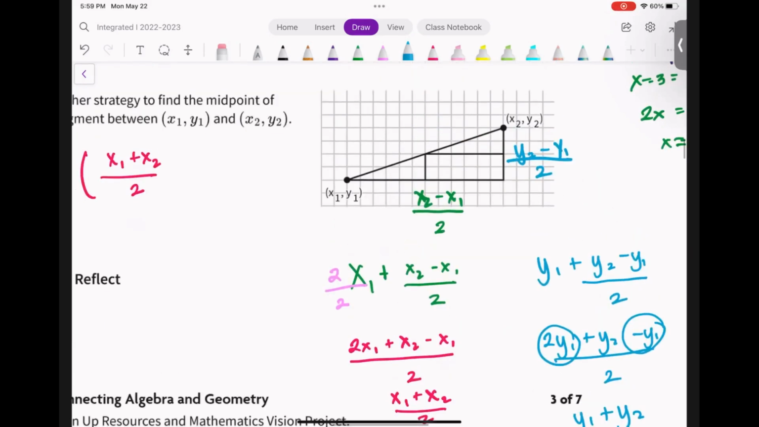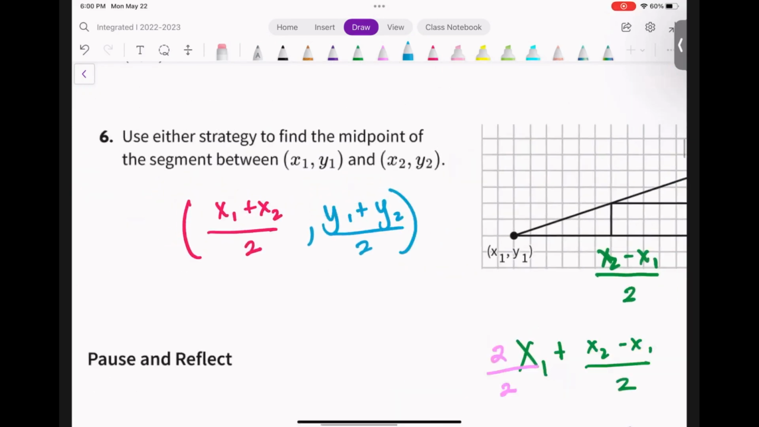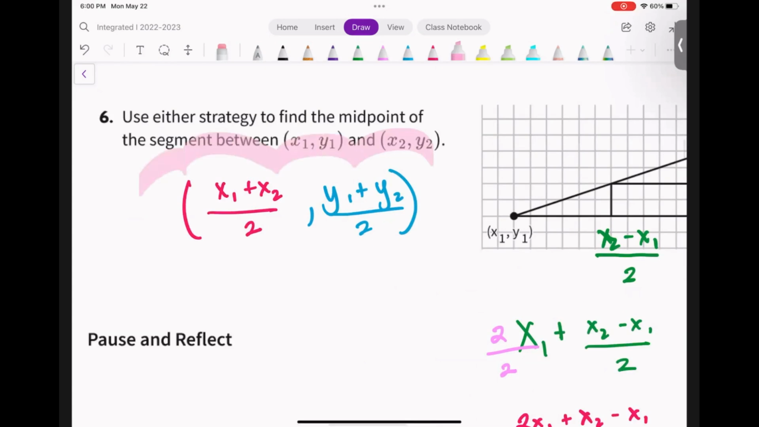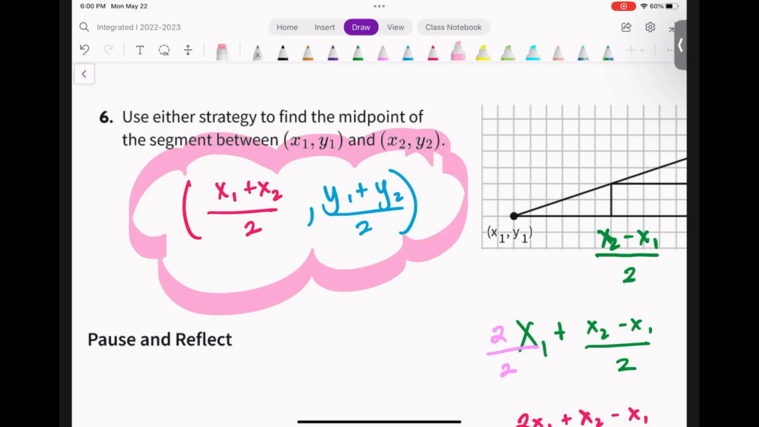So don't worry if you did not figure this out all completely on your own. The whole goal is that you understand where this formula came from. So this is your midpoint formula. You're just going to basically add your x's, divide by 2, add your y's, and divide by 2, and there goes your midpoint formula. Okay. So that's your midpoint formula.